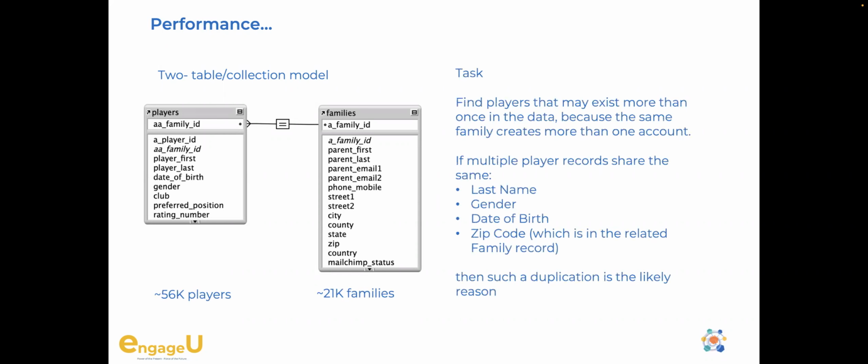A task, we want to find players that may exist more than once in the data because the same family creates more than one account. If multiple records have the same last name, gender, date of birth, and zip code, and the zip code is in the related family record, then such a duplication is the likely reason. So we want to find a list of those, put them in a temporary table, and then run some scripts to make available some interface scripts to merge those records, and where players are enrolled in programs, change those enrollment records so they're all based on the same player, even if the player's in there twice originally.